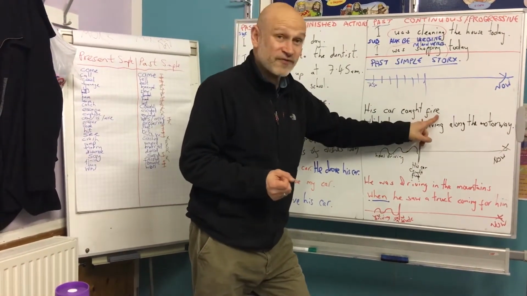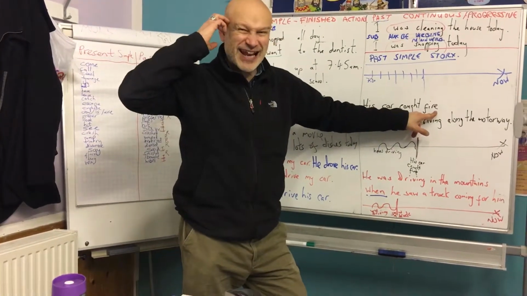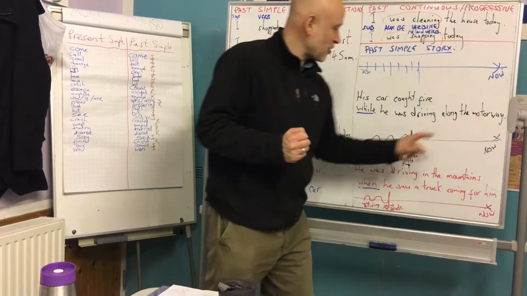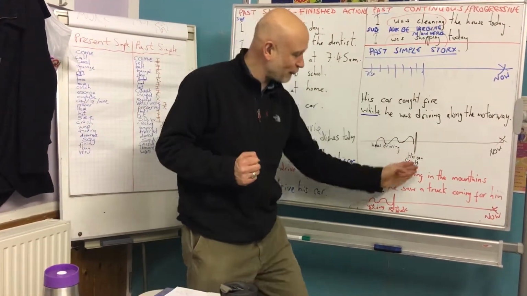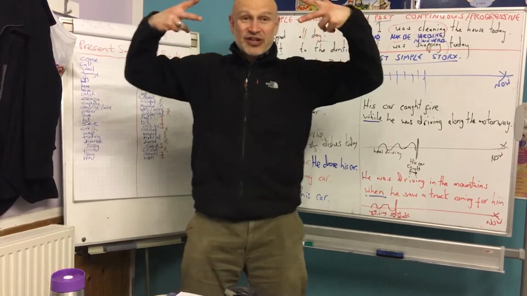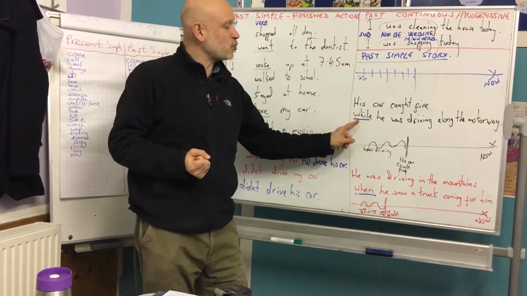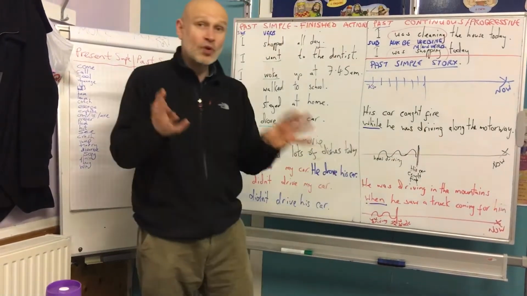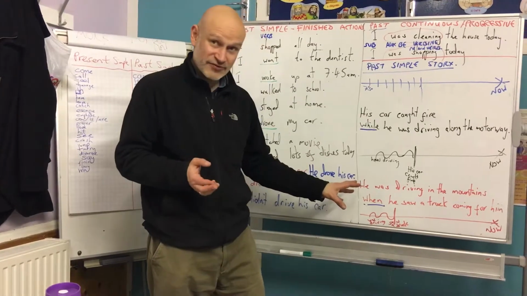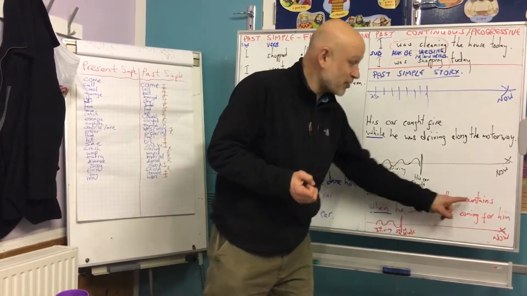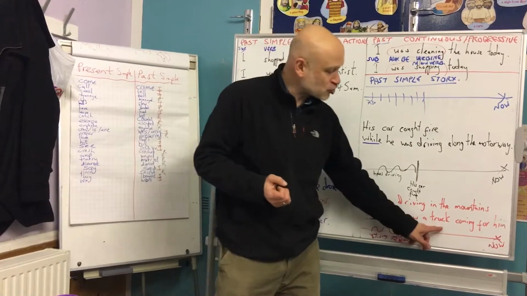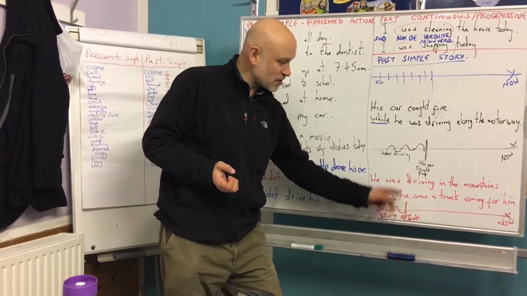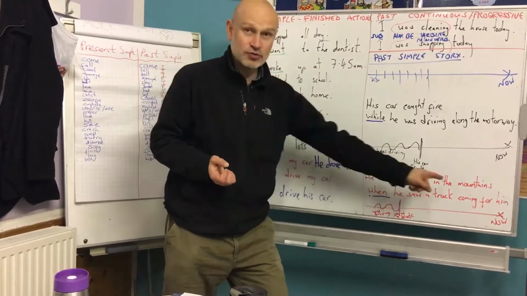His car caught fire. We were talking about a guy called Frane Selak here. His car caught fire while he was driving along the motorway. So there he was driving and suddenly, boof, his car caught fire. And to connect these two together, we use the word while before the continuous tense. Or, here's another instance of Frane. He was driving in the mountains when he saw a truck coming for him. So we see him driving in the mountains when suddenly he saw a truck.